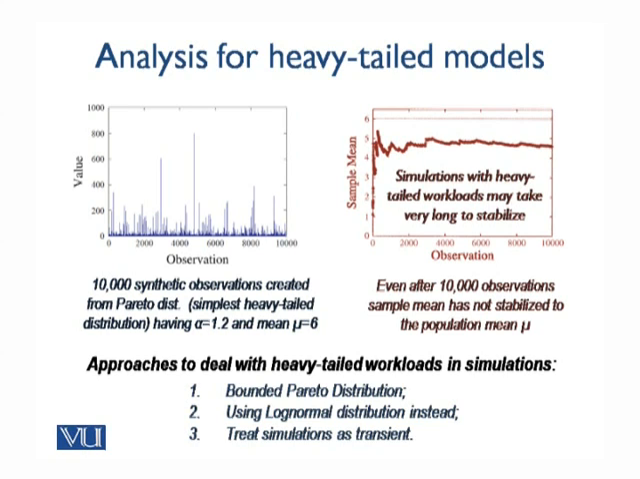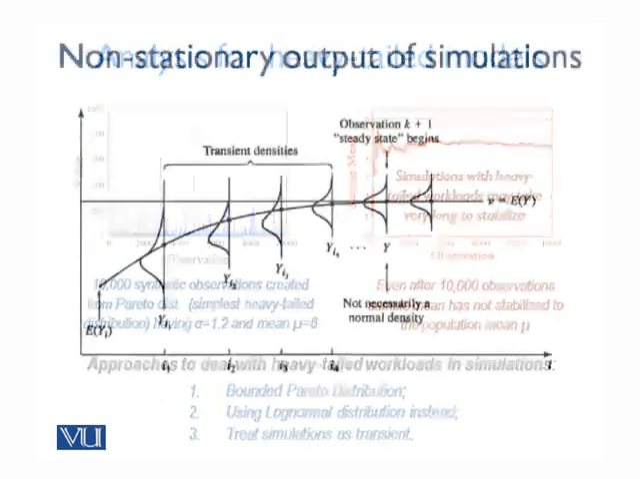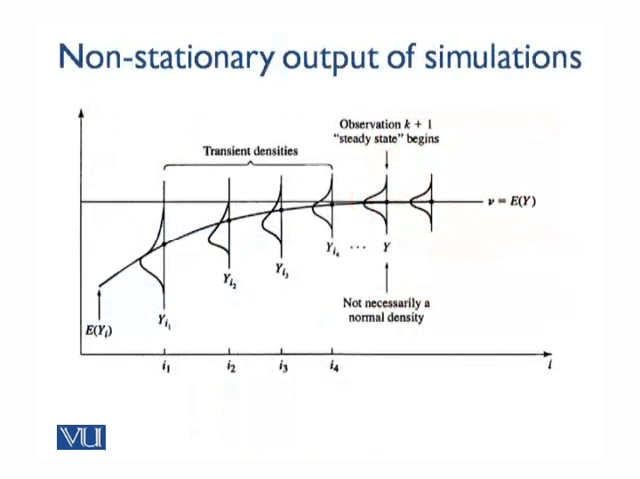The third aspect, non-stationary output of simulations, can be seen from the slide, and we are going to see how the initial distributions are not the same as the distribution we have in the steady state. We are given a steady state mean value, and that is shown on the slide. You see that the expected value of the initial random variables is far below the steady state mean value. You can also start in conditions where the expected value is far above the mean value. The important point is that the initial conditions typically have an impact.